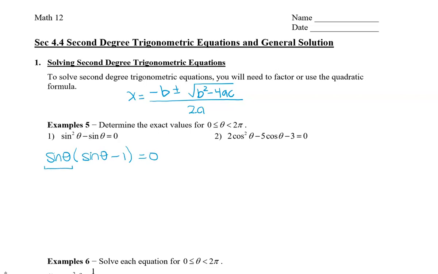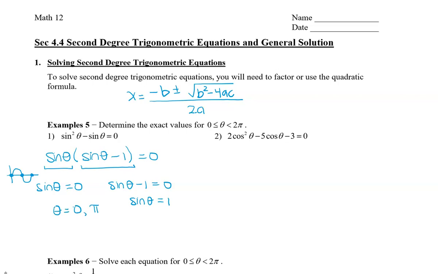So now what we know is that either the first factor, sine theta equals 0, or the second factor, sine theta minus 1, equals 0. Because they equal 0 and the second one is actually going to equal 1, I know that I need to use the graph to solve this. So I'm going to draw a little mini sine graph here. And I can see from the graph that sine theta equals 0 at 0 and pi and 2 pi. But remember, we don't need 2 pi because that's not included in the domain. So theta is just 0 and pi.